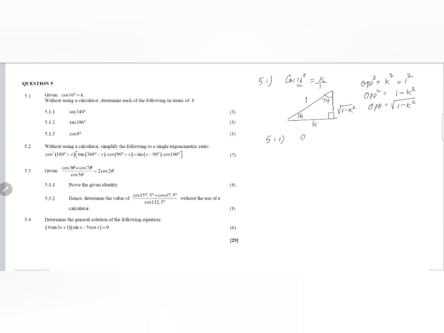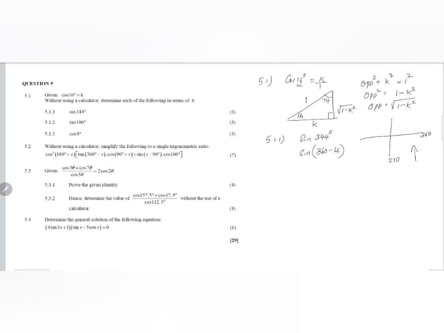What is that? Sine 344 degrees. Sine 344. When you go with the Cartesian plane, where is 344? It is in between 270 and 360, isn't it? It is in the fourth quadrant. So 344 we can write as sine of 360 minus 16, isn't it?